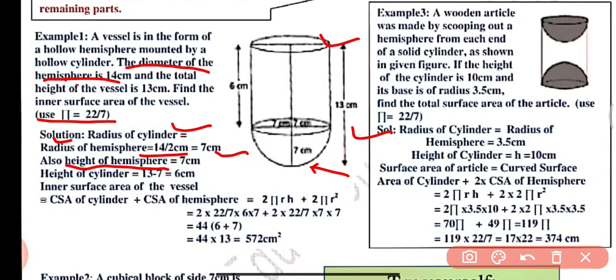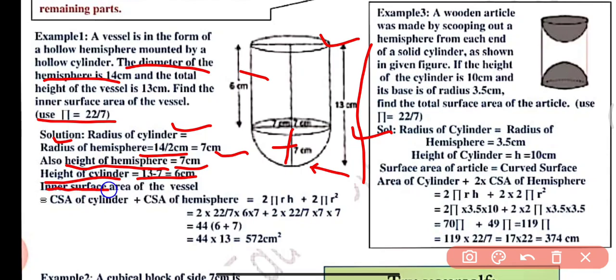Also the height of hemisphere means this height. So height will be equal to radius. So height of the hemisphere will be 7 centimeter and we are given total height of the vessel as 13 centimeter. So height of cylindrical part will be 13 minus 7, that is 6 centimeter. So height of cylinder will be 6 centimeter.